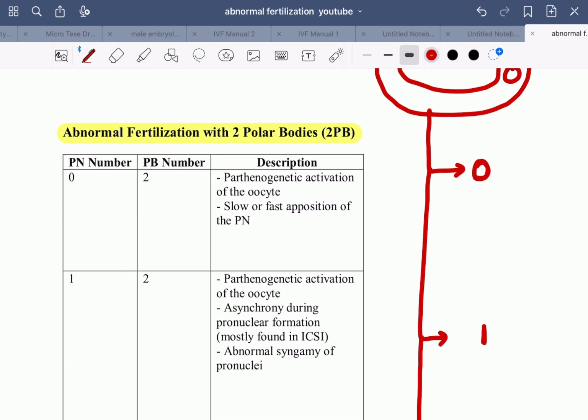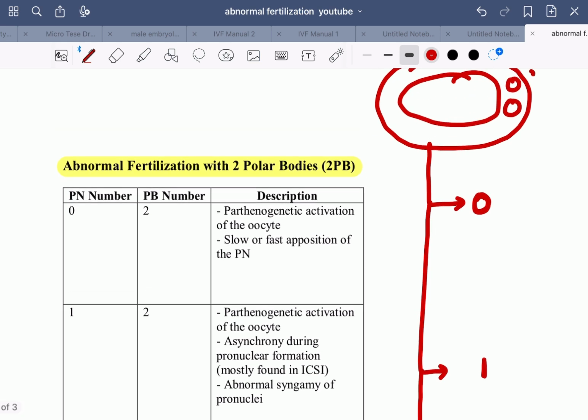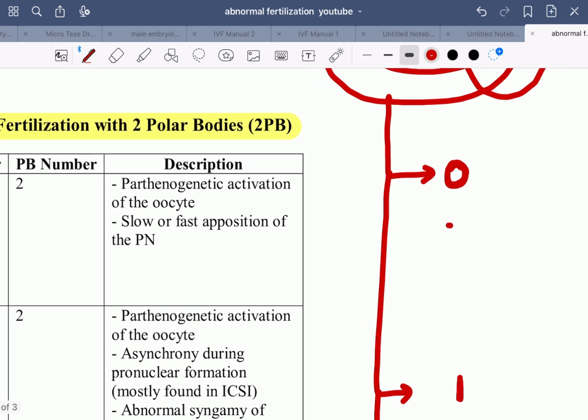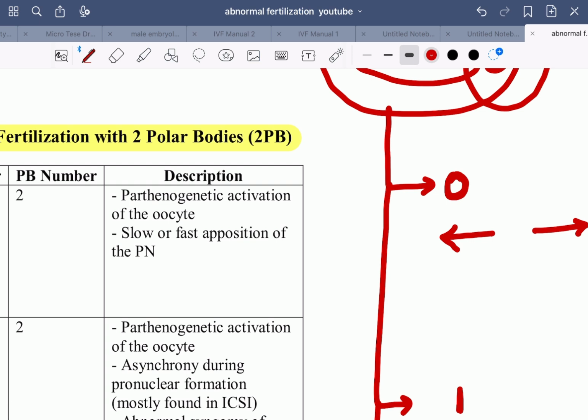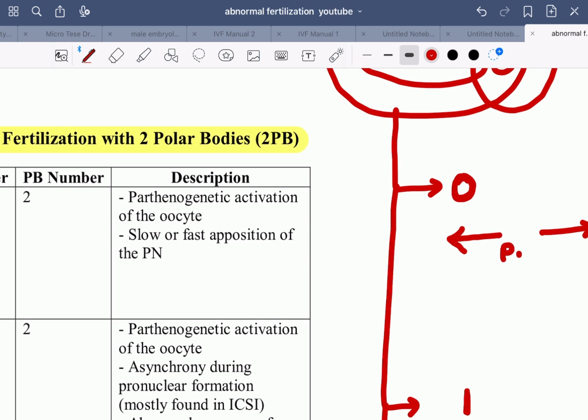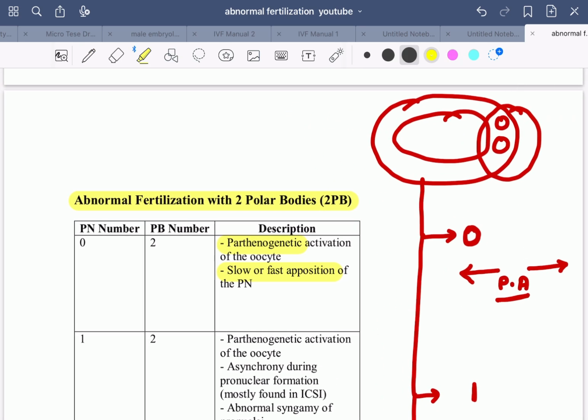So with 0 pronuclei and 2 polar bodies, how is it possible? Either the fertilization is very fast, so that syngamy has occurred and we cannot see the pronuclei, or the fertilization is very slow, so we are not able to see the pronuclei, or parthenogenic activation, which means the egg has activated on its own. Okay, these three causes are for two polar bodies with 0 pronuclei.